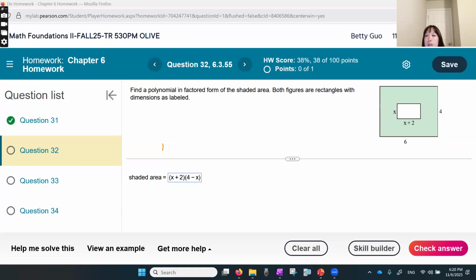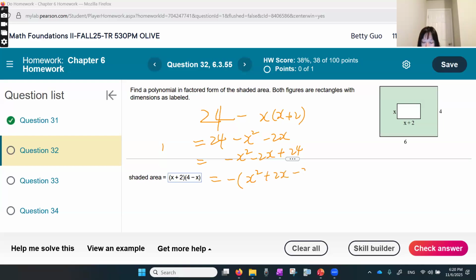So the bigger rectangle, 4 times 6, 24, and minus the area of the smaller rectangle, which is x times x plus 2, right? X times x plus 2, yeah. And we need to find a polynomial in factored form, okay? So I'm going to distribute negative x times x, negative x squared, and then minus 2x. So that gives us negative x squared minus 2x plus 24. I'm going to factor negative 1 out. Then we have x squared plus 2x minus 24.